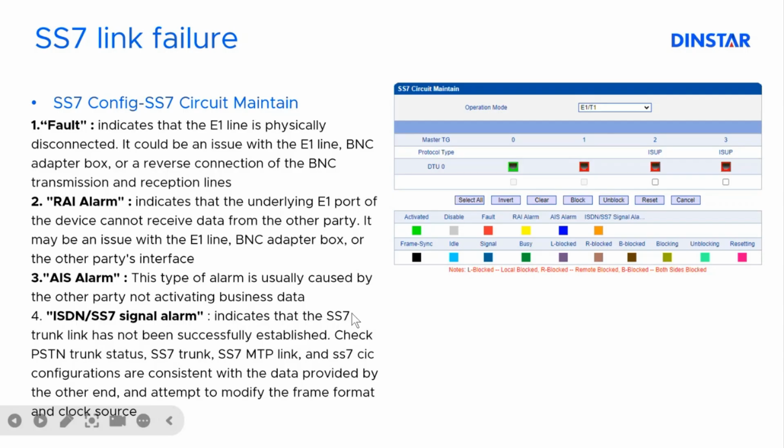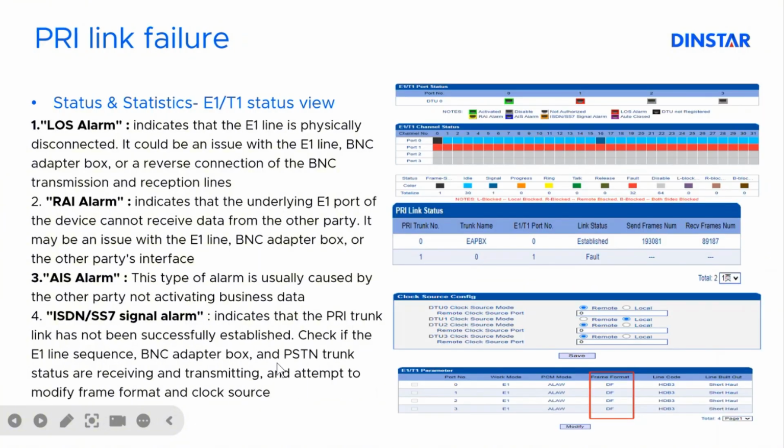We all know that the SS7 protocol consists of three parts, right? The first is the SS7 trunk, the second is the SS7 MTP link, and the SS7 CIC. And for the PRI, it's a little simpler. We just need to check the frame format.